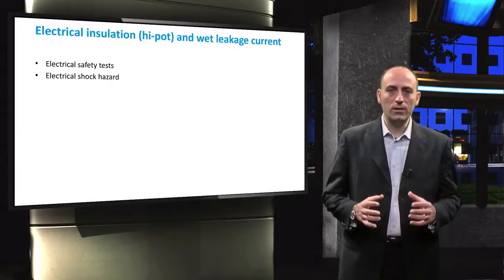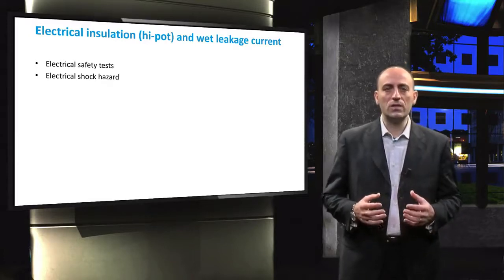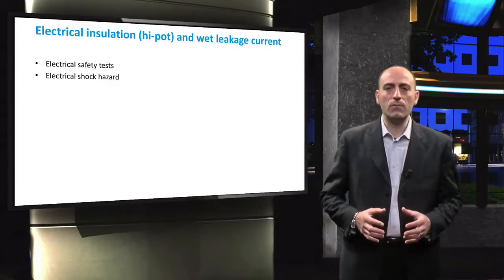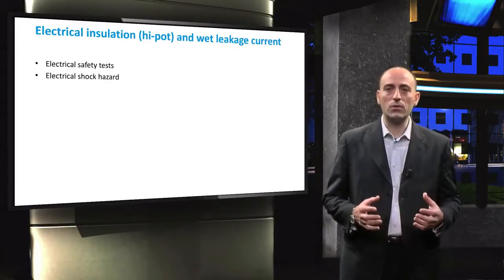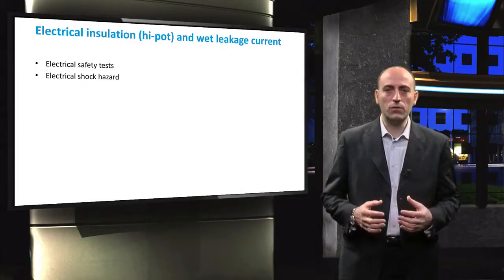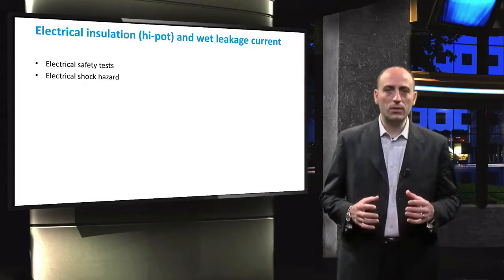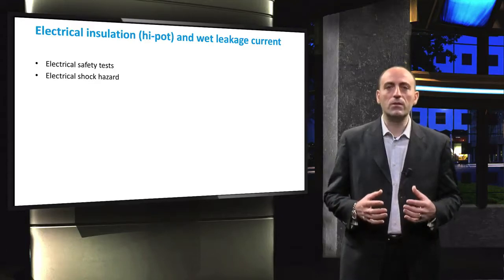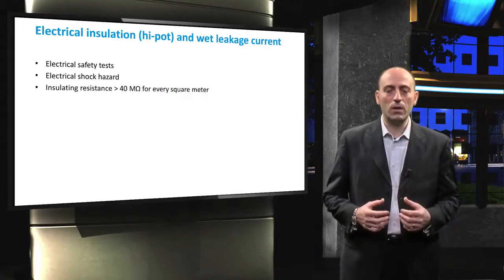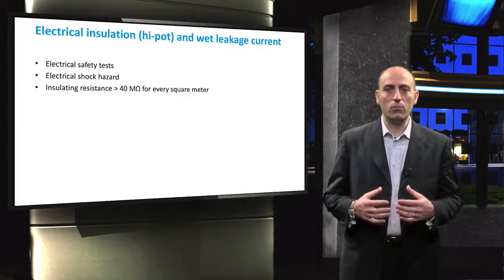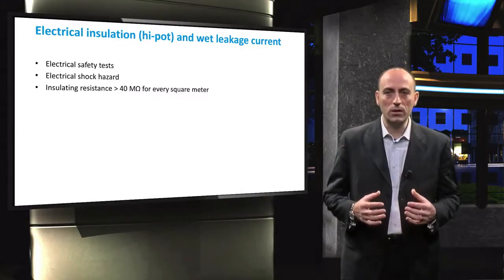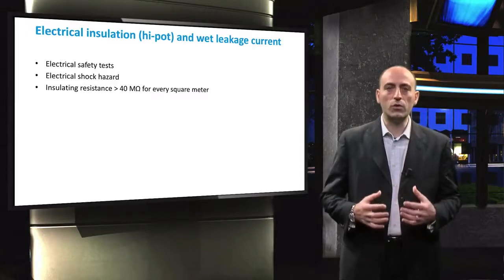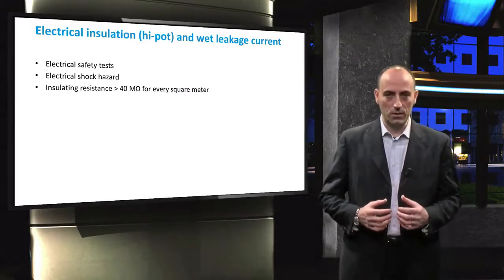For the wet leakage current test, the module is submerged in a water bath solution. A maximum system voltage is applied between the connectors and the water bath solution for 2 minutes. In both tests, the leakage current is measured. From this, the resistance of the module is derived. In order to pass both tests, the minimum insulating resistance of the module should be greater than or equal to 40 megaohms per square meter.